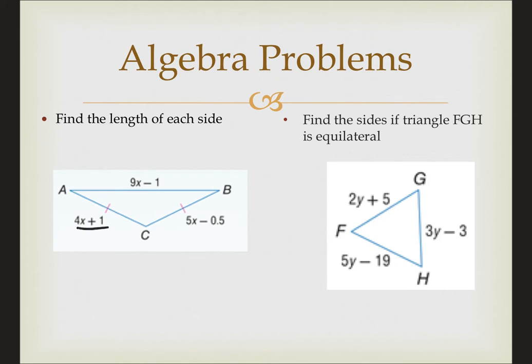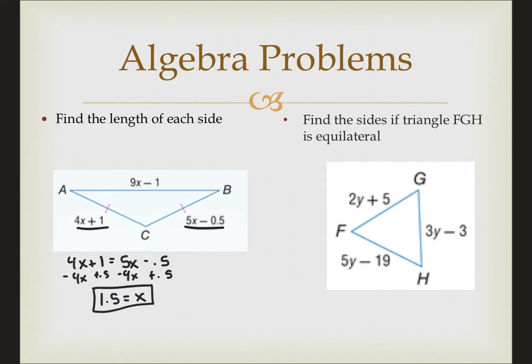I have 2 congruent sides, therefore the measures are equal. So 4x plus 1 is equal to 5x minus 0.5. And now it's algebra from here. So minus 4x, plus 0.5. 1.5 is equal to x.